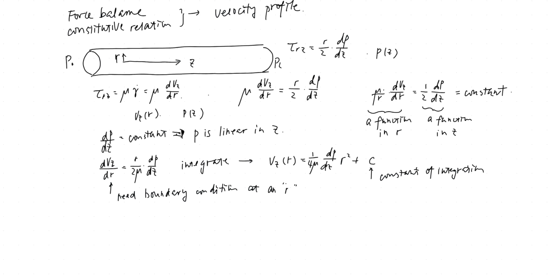position. So the boundary is at the boundary of r. So you look at this problem, you know that due to the non-slip boundary condition, and we know that at r equal to capital R, Vz(r) equal to 0.